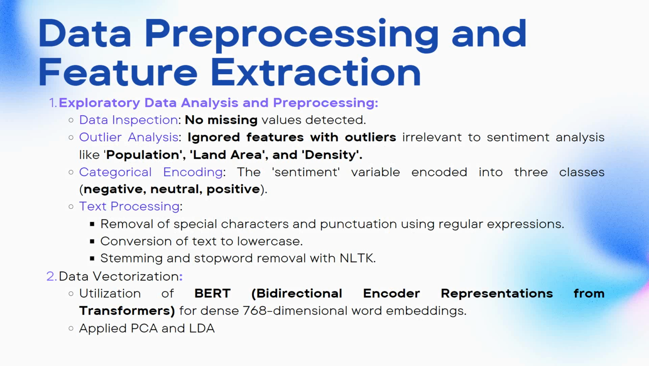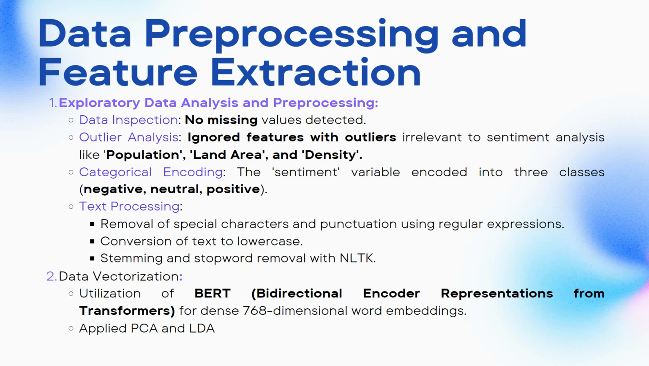Quickly describing the data pre-processing procedure. In data inspection, no missing values were detected, and outlier analysis involved ignoring features with outliers which were irrelevant to the sentiment analysis. Categorical encoding was done, and in text pre-processing, we converted the text to lowercase, and also stemming and stop word removal was done using NLTK.